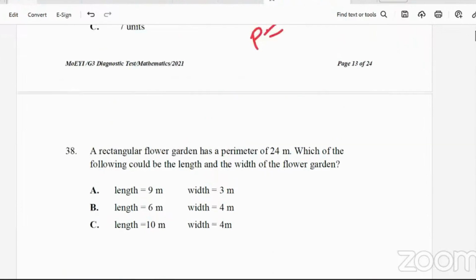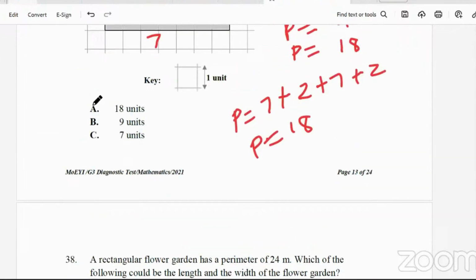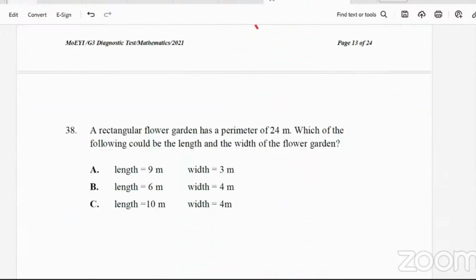Did I put the answer there? Let me see. Okay, so the answer is 18 units. That's the perimeter. All right, let's get to question 38.